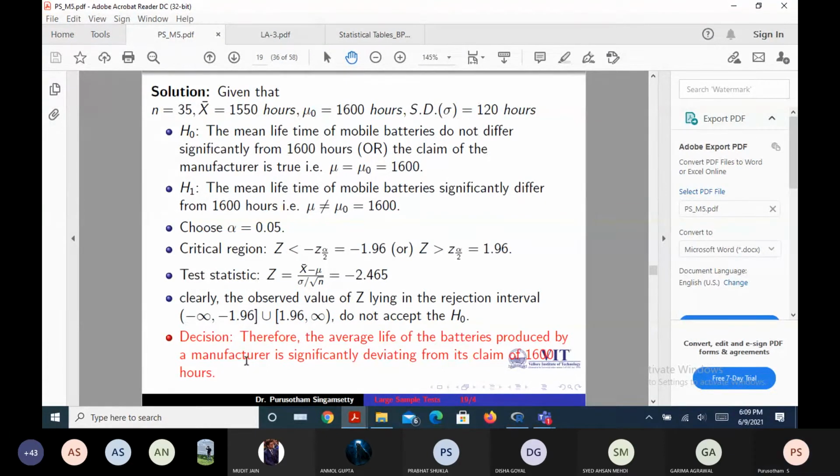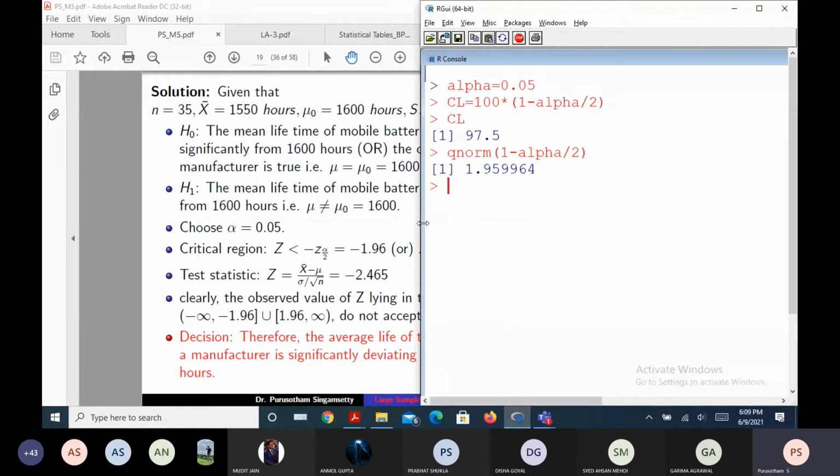Do you understand this example? Yes, sir. So now using our program, given information: x bar is equal to 1550. Mu value is given as 1600 and alpha is already stated. H0 is already stated. H1 is already stated. Critical region theoretically I stated here, so I am not going to write all these things here. In the procedure part, you can write down all this information.